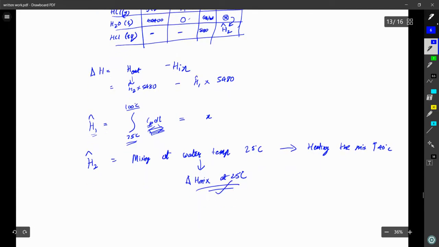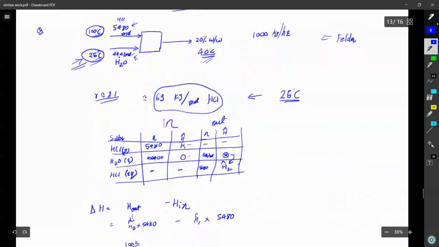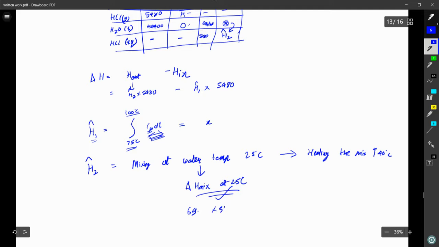This will do. So you have 69 point whatever value is there, multiplied by the number of moles, 5480. And then you're heating the mixture to 40 degrees Celsius. Here you cannot heat water and HCl separately.